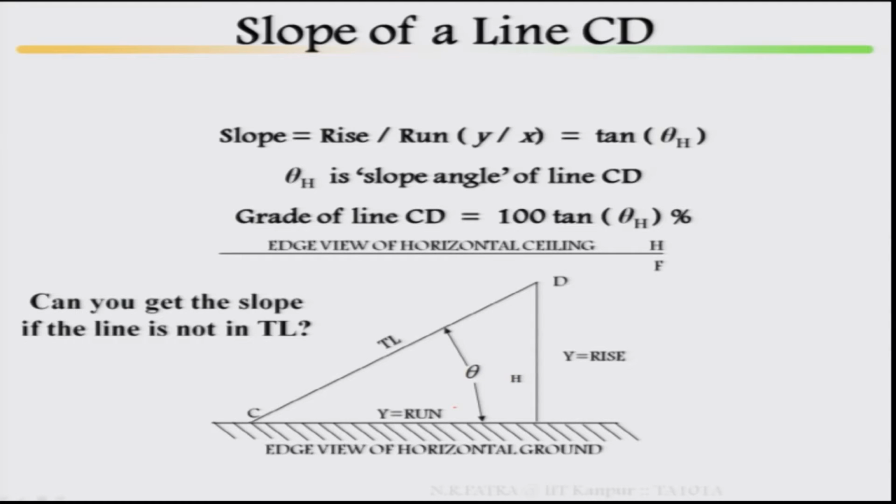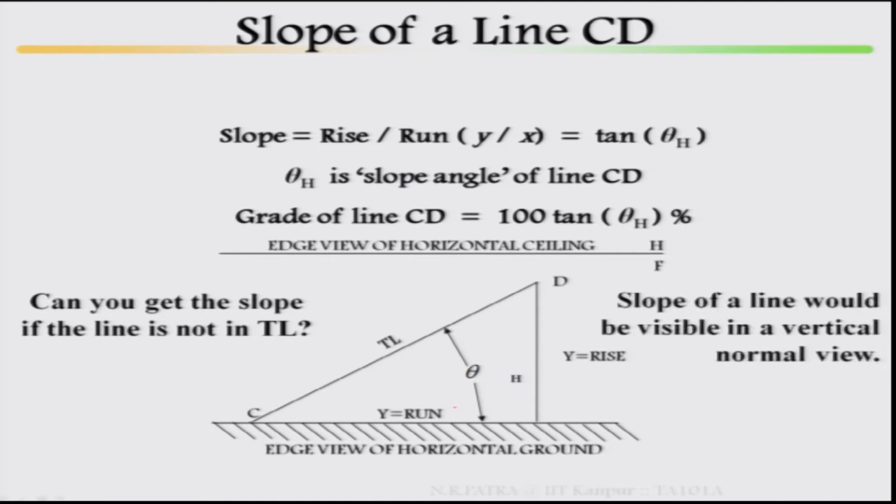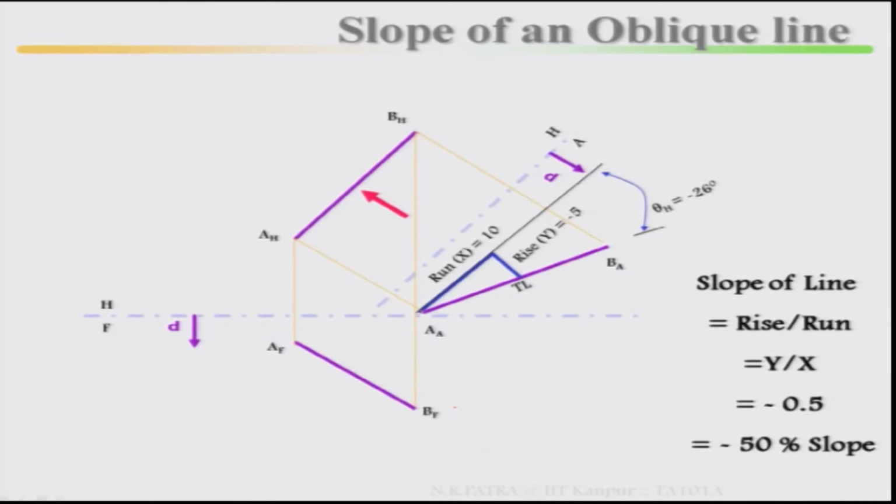Can you get the slope if the line is not in true length? Yes or no? You first have to bring it back to true length, and only then can you find out the slope. Slope of a line would be visible in a vertical normal view.